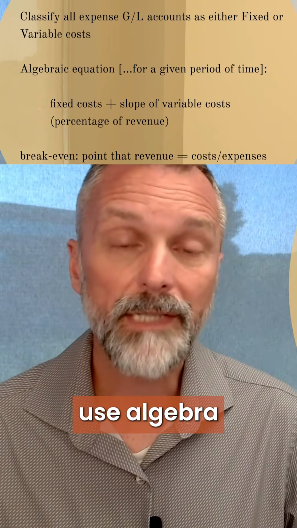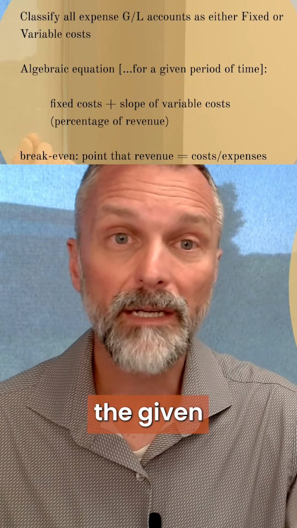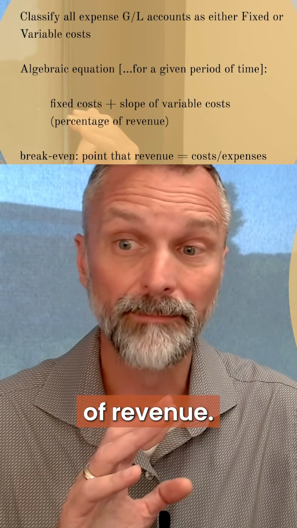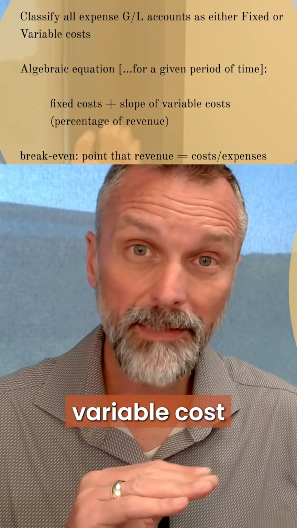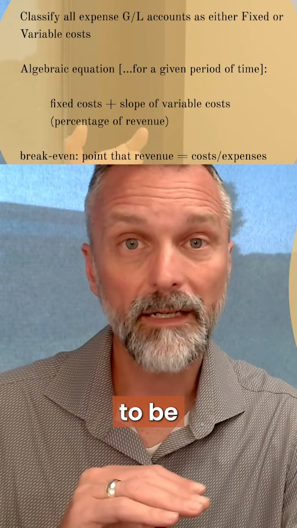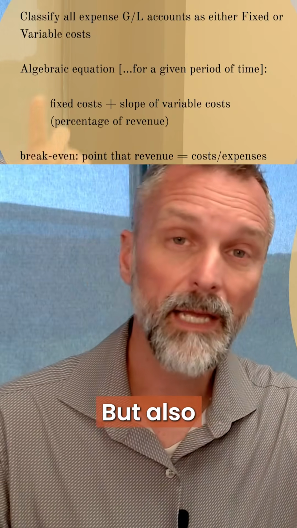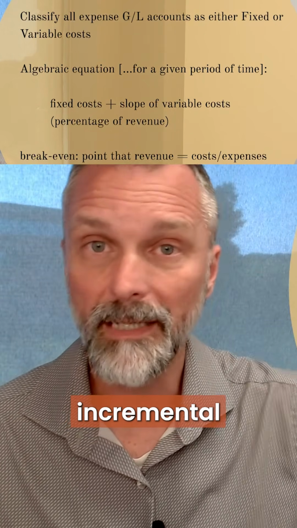Then we're going to use algebra to calculate the given profit or loss as a function of revenue. So what are my fixed costs and what is my variable cost as a percentage? And then that's going to be our calculation. So we can get both our break-even point, but also if we have revenue exceeding our break-even, what is that incremental profit going to be?